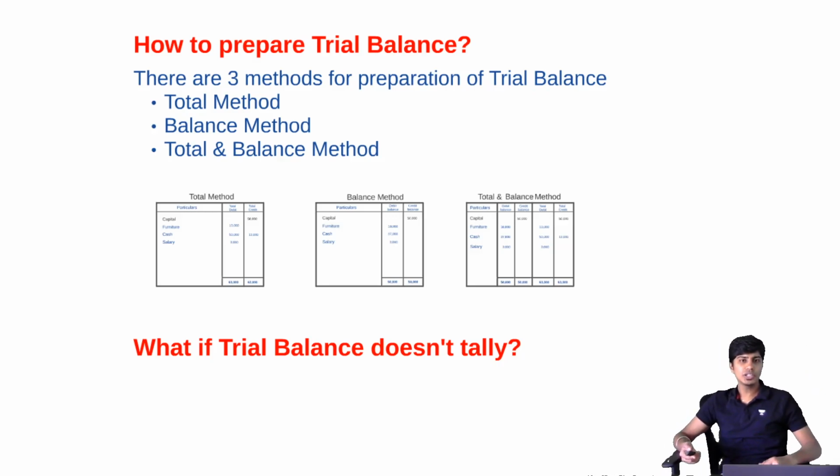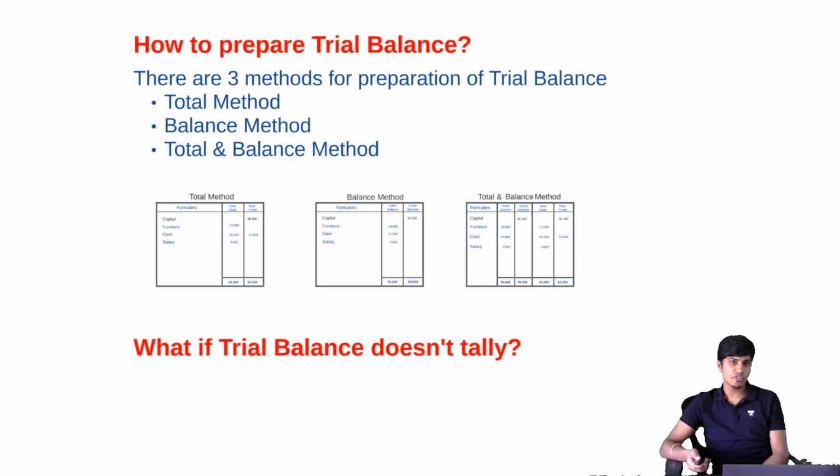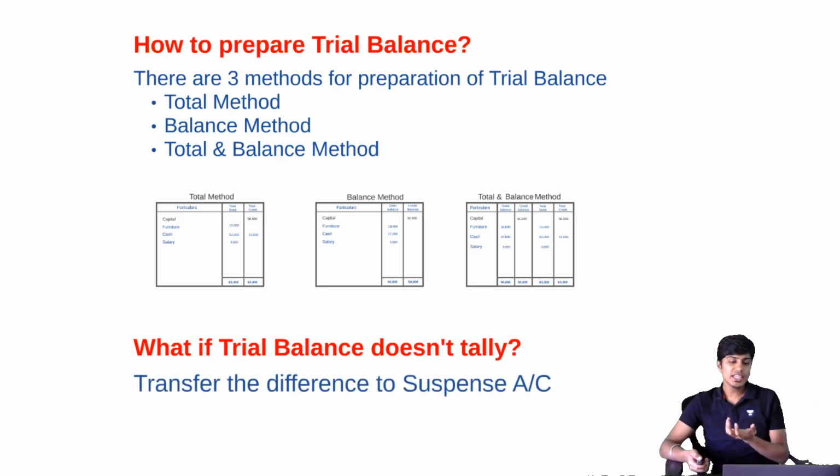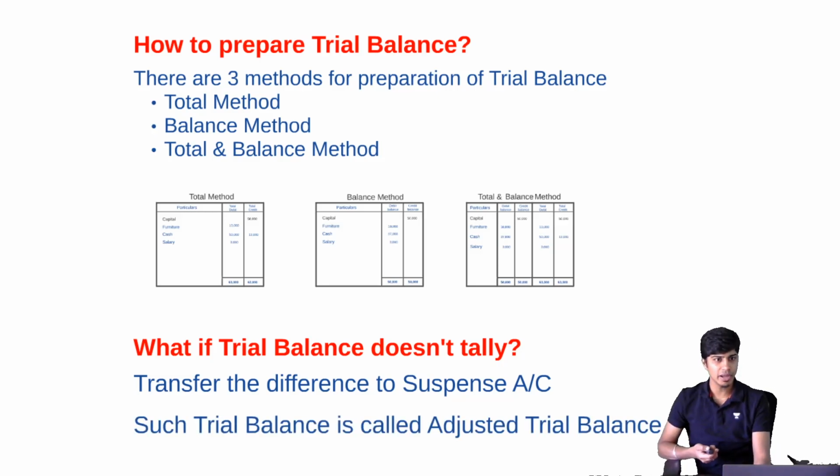In order to ensure there is no further delay in preparation of final accounts, what we do is we create a suspense account, and once you write a suspense account for the item, to the extent to which the trial balance doesn't tally, such trial balance will now be called an adjusted trial balance.